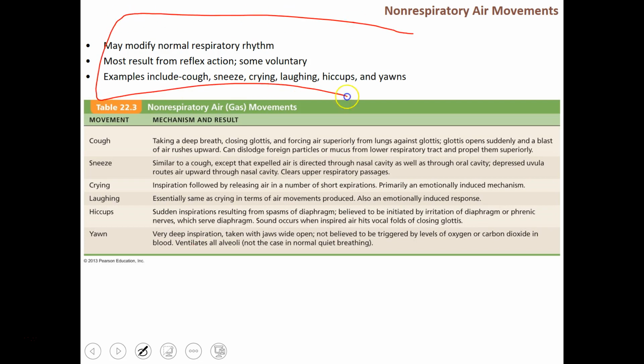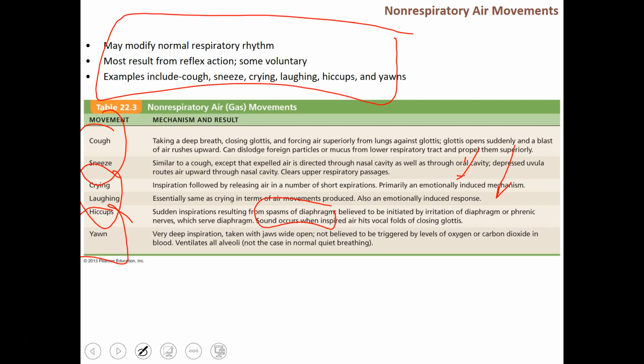Non-respiratory air movements. You just got to know which ones are non-respiratory air movements, what triggers them. Well, except basically hiccups and yawn, because we still have no idea what triggers them. Know for hiccups that it's a diaphragm spasm. Know for cough and sneeze that those are irritants being in the respiratory tract. Crying and laughing essentially are the same, just different emotions usually that trigger them.